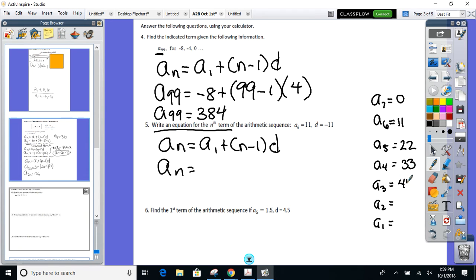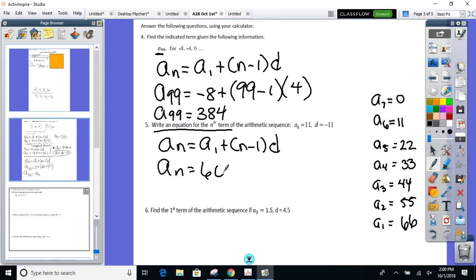All right, so 44, 55. First term is 66. Everyone see how we got there? You all right with that crew in the back? Let me know here. Everyone else all right?